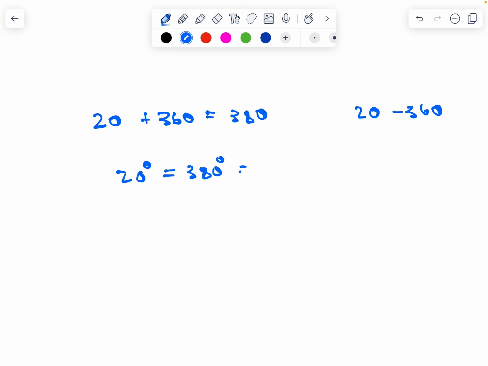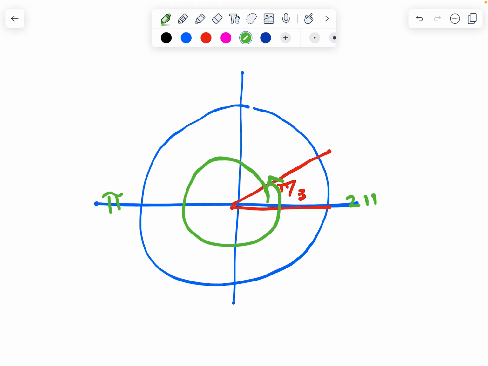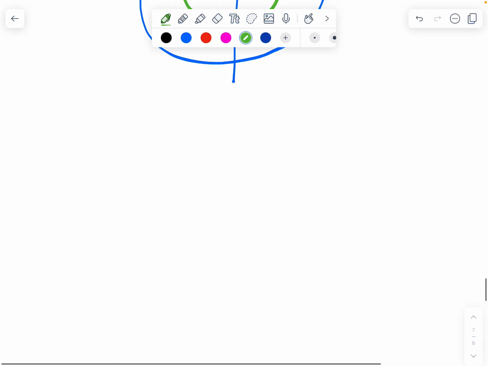Okay, now let's do the same thing with radians. So here is our circle, and let's say I rotate pi thirds radians. Well, that would be the same thing as rotating how much? What would that be in radians? Well, the thing to remember here is that 180 degrees is pi, 360 degrees is 2 pi. So just like we can add 360 degrees, we can always add 2 pi.